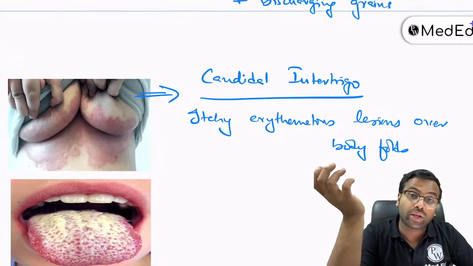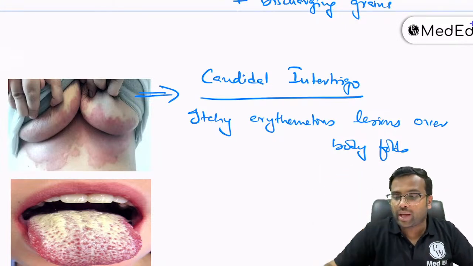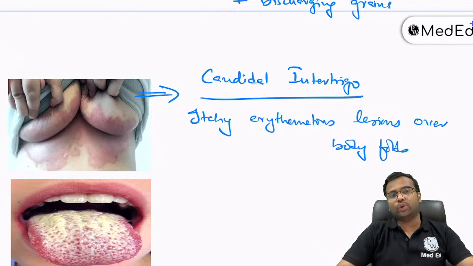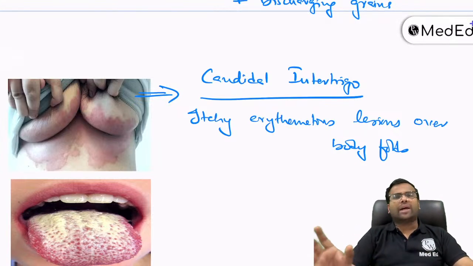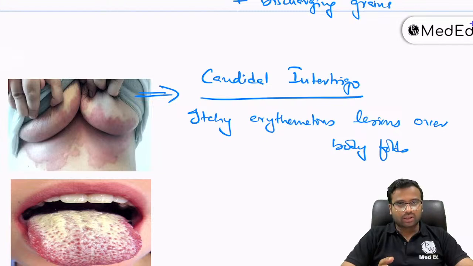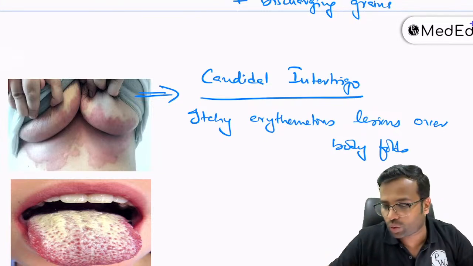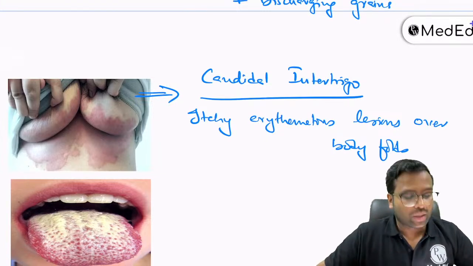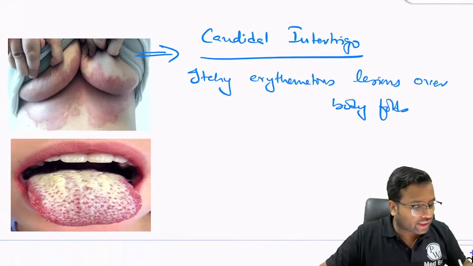That is also going to be candidal intertrigo. So any body folds, you get an itchy lesion. Think along the lines of a fungal infection, and this can be a candidal intertrigo. Now, what about the next image? Because the next image is also a fungal infection.